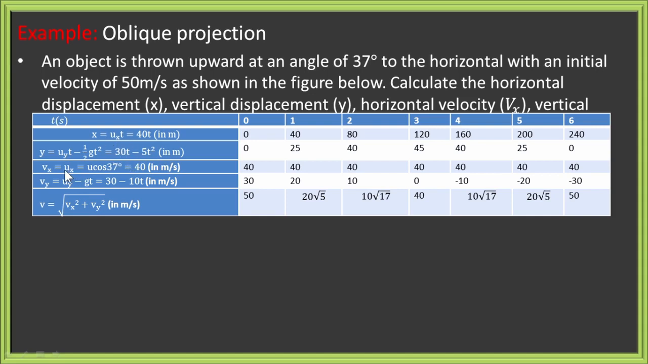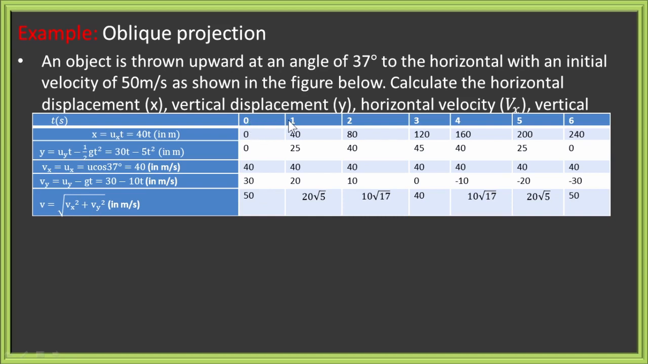Vx or ux is simply u cos 37 degrees. Look, it is 50 times cos 37, 0.8, which is 40. That's why x is equal to ux times t, which is 40t. Vy is uy minus gt, which is 30 minus 10t. Do you know why 30? Because it is u sin theta. u sin theta is 50 times 0.6, which is 30. V is equal to the square root of vx squared plus vy squared.